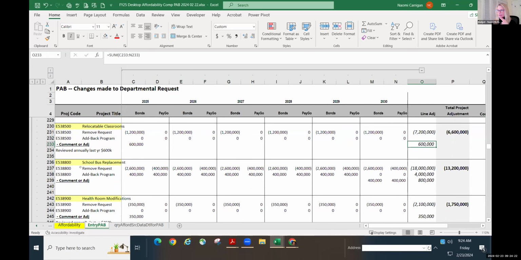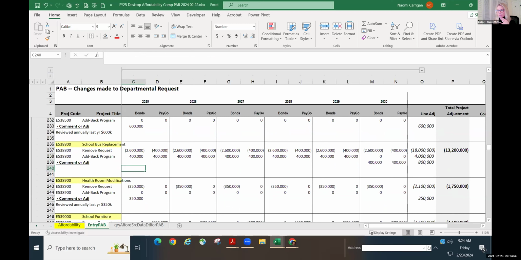Moving to the next one, school bus replacement. They were looking for 3 million. And plan was 800,000 a year. I'd say take it back to plan. Great.